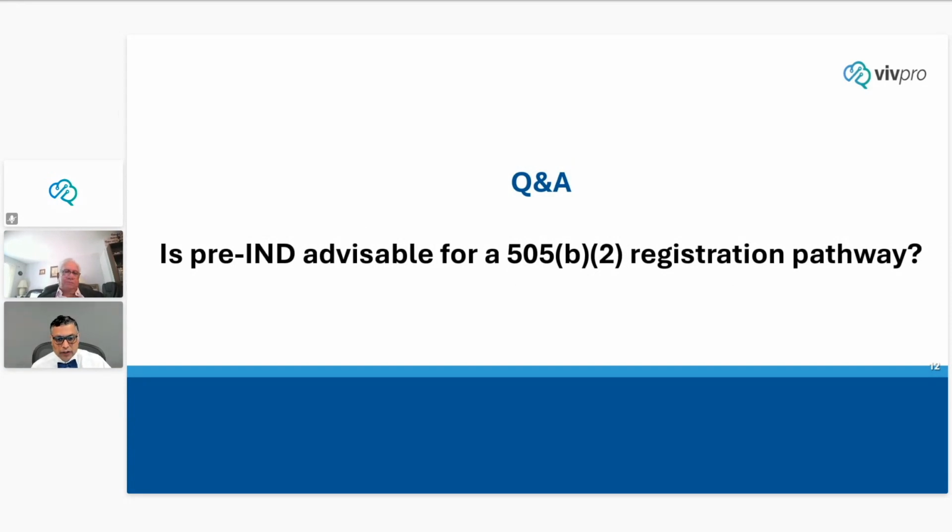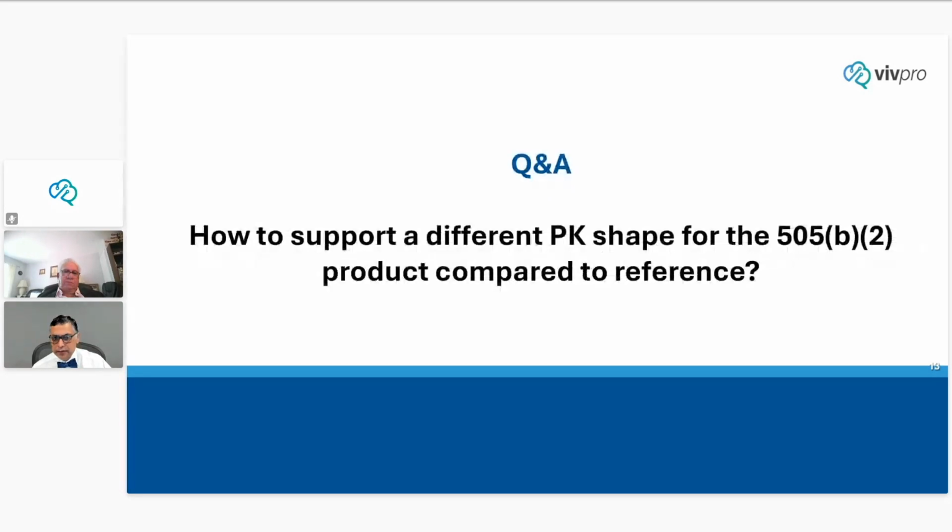Okay, so the next question is how to support a different PK shape for the 505(b)(2) product compared to the reference.